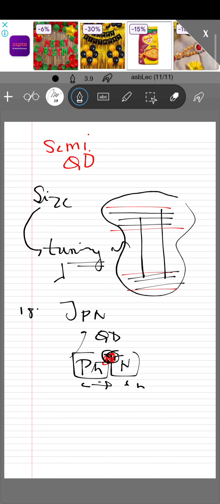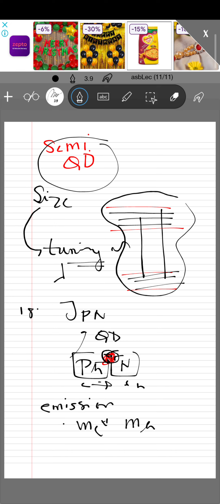And the emission wavelength, as I have told you, depends upon the size of the quantum dot. So apart from the size, it also depends upon the effective mass and the carrier concentration. That is, it depends upon Me star and Mh star, the effective masses inside the material, and the concentration of the charge carriers, that is electrons and holes.